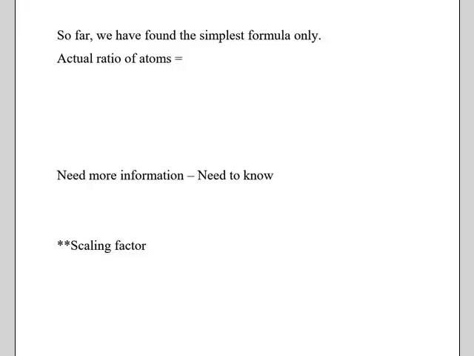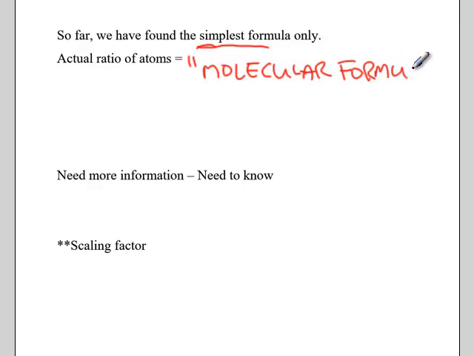Now, the mathematical steps we've taken so far have only given us the empirical or simplest formula. The actual ratio of the atoms in the compound is called the molecular formula. So that's our next step.